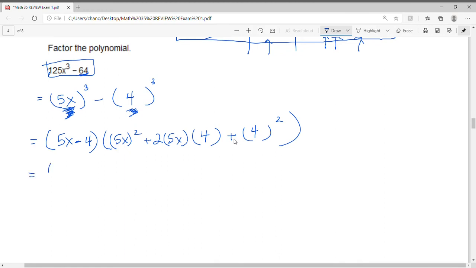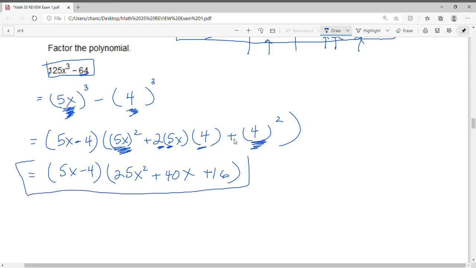We're almost done. We just got to simplify. This gives us 25x squared. 2 times 5 times 4, that is 40. And then we have an x, so that's 40x. And 4 squared is 16. And we just finished the problem using the difference of cubes formula.